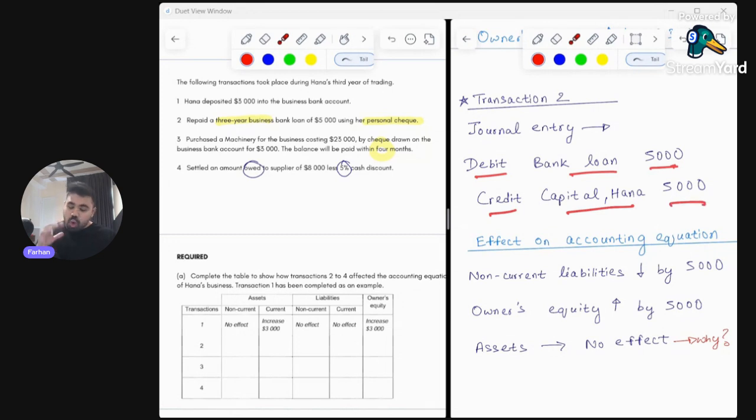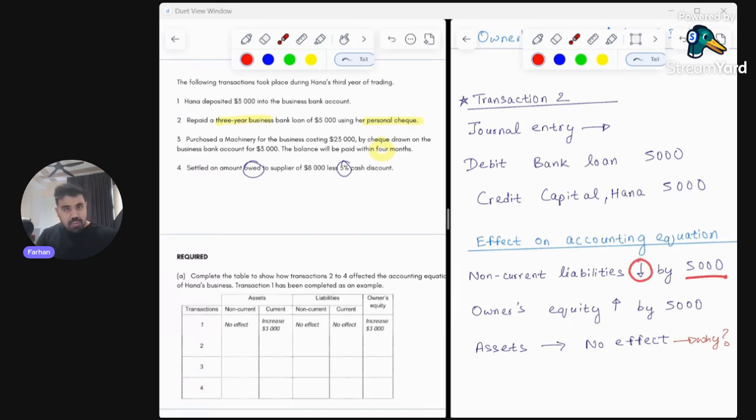Okay? So, what's the effect on the accounting equation? First of all, when we are paying off the bank loan, which is a non-current liability in itself, specifically due to those words 3 year, so we can confidently say it's a non-current liability. When we are paying off this bank loan, our non-current liabilities are decreasing by 5,000.